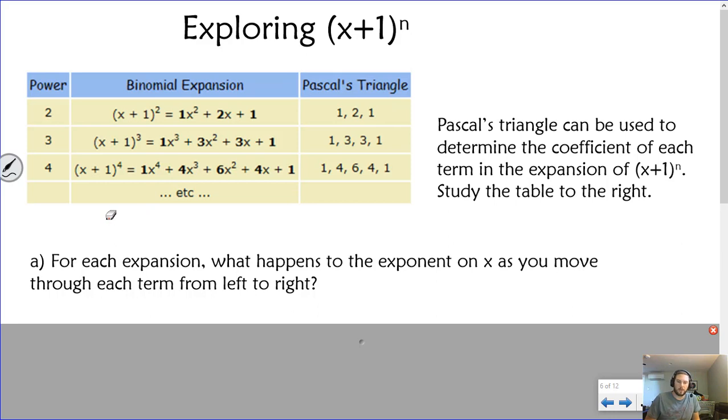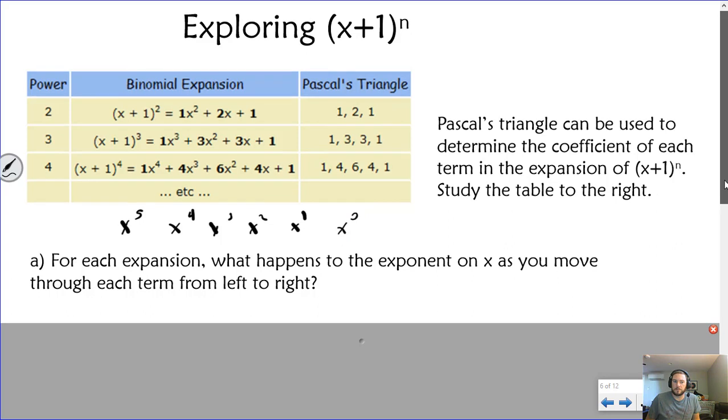So if I were talking about, say, x plus 1 to the power 5, my first power of x is going to be x to the 5. And then my next power of x is going to be x to the 4. And then x to the 3, and x to the 2, and x to the 1. And then finally, the last one is actually x to the 0. But when you have something to the power of 0, that's just equal to 1, so we don't generally write it in.